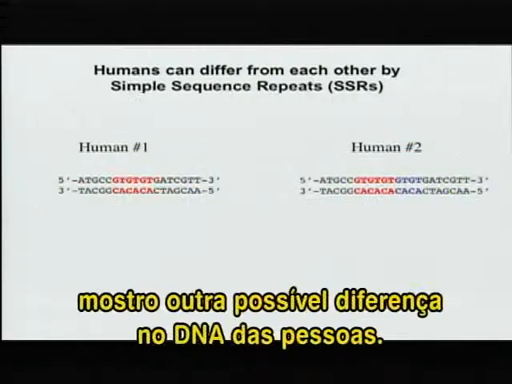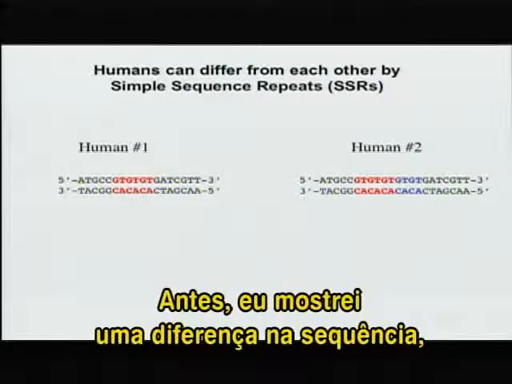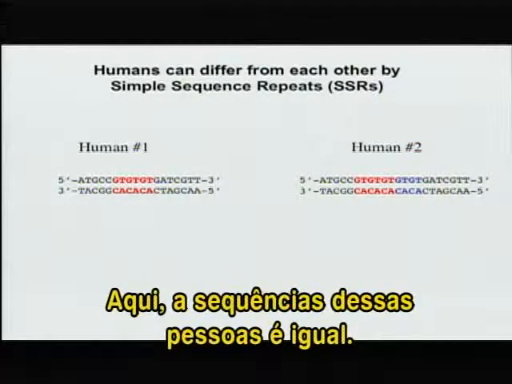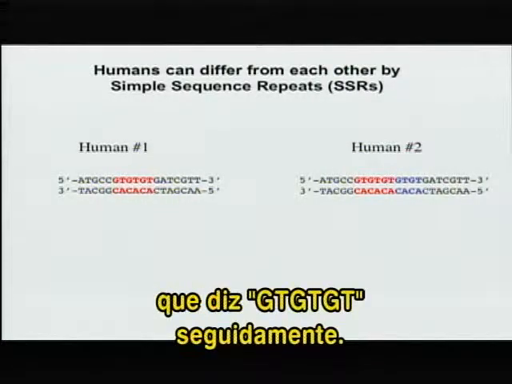On my next slide, I'm showing you a different way that people can differ in their DNA. Before I was showing you a difference in sequence where a letter was different. But here, the sequence of these two people is the same. Both people have a repeat in their DNA that says GT, GT, GT over and over again.